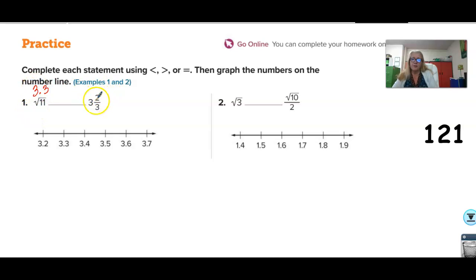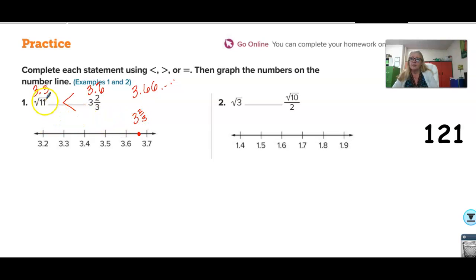Okay, and 3 2/3, I happen to know, is 3.6 repeating. All right, so which one's greater? 3.6 repeating. So the alligator wants to eat the bigger number. Since this is actually 3.666 and continues on, it's actually going to be more than halfway to 3.7. So put that there. This would be 3 2/3.